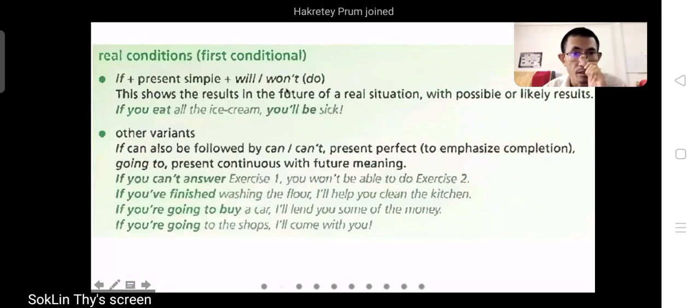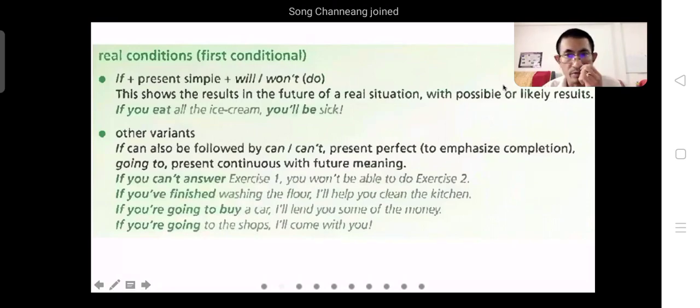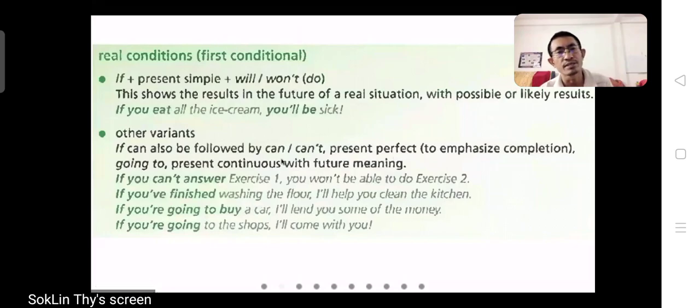Will or won't do. So this shows the result in the future of a real situation, with a possible or likely result. Let's say, if you eat all the ice cream, you'll be sick. It's a possible, likely result, not exactly in the future. So that is the real conditional.